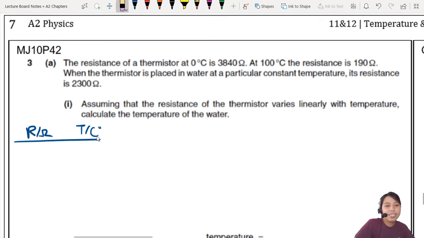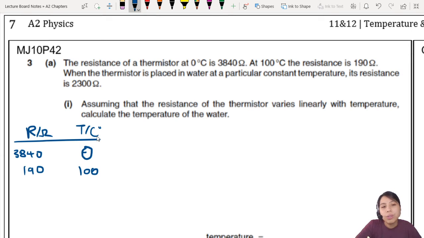So at 0 degrees Celsius, you read 3840. Then at 100 degree, resistance 190. So the question is, when you put the water at an unknown temperature, your resistance is 2300. What is the question mark temperature? That is what it's asking you.